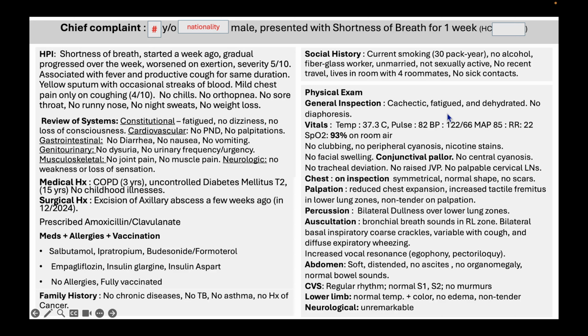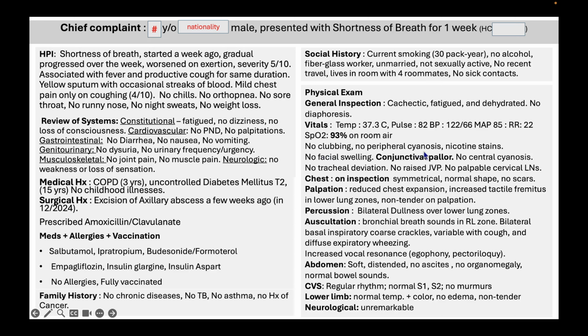So he looked cachectic, fatigued, dehydrated, no diaphoresis. Okay, vitals. Yeah, so you mentioned the vitals basically. He was afebrile, but his respiratory rate was 22. His SpO2 was 93%. And then you go through all the physical exams.